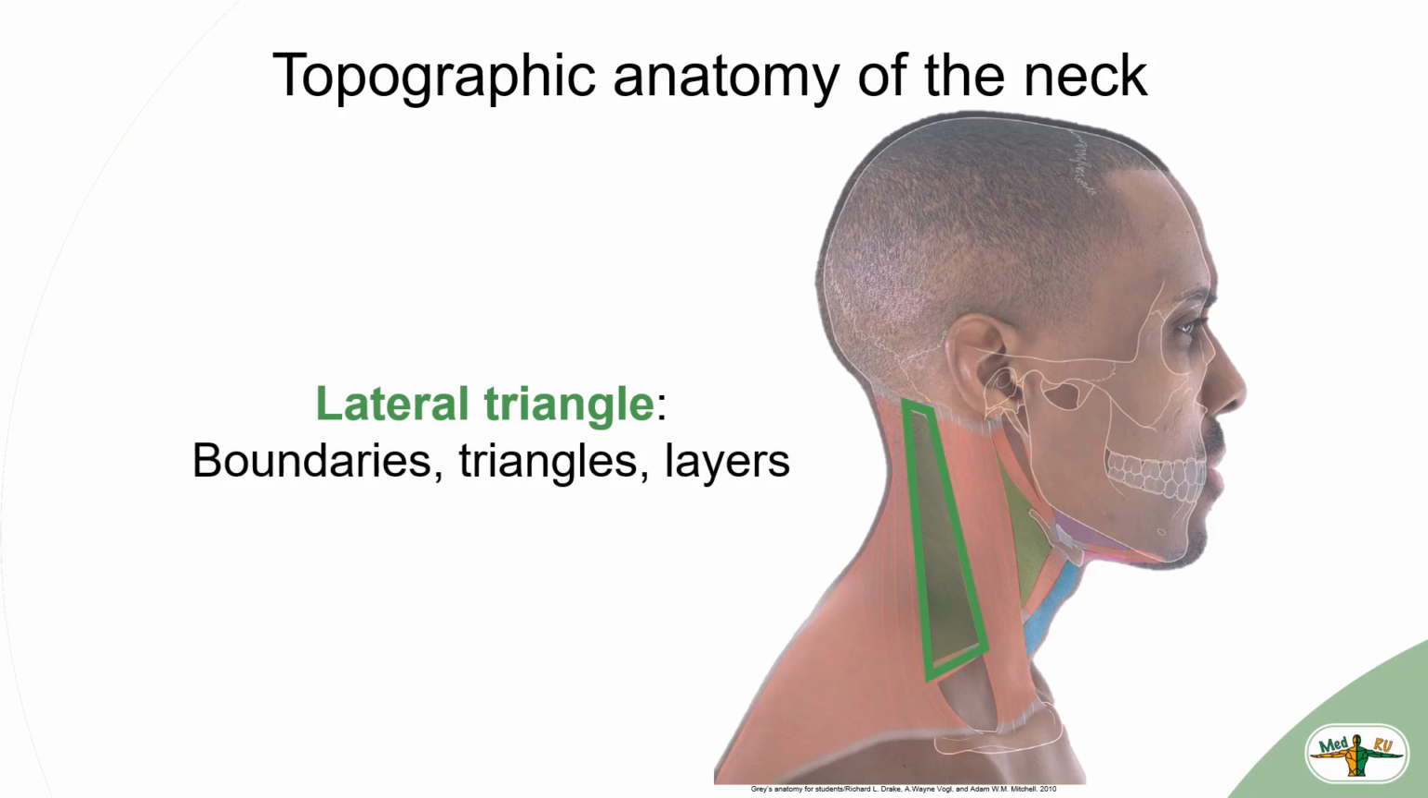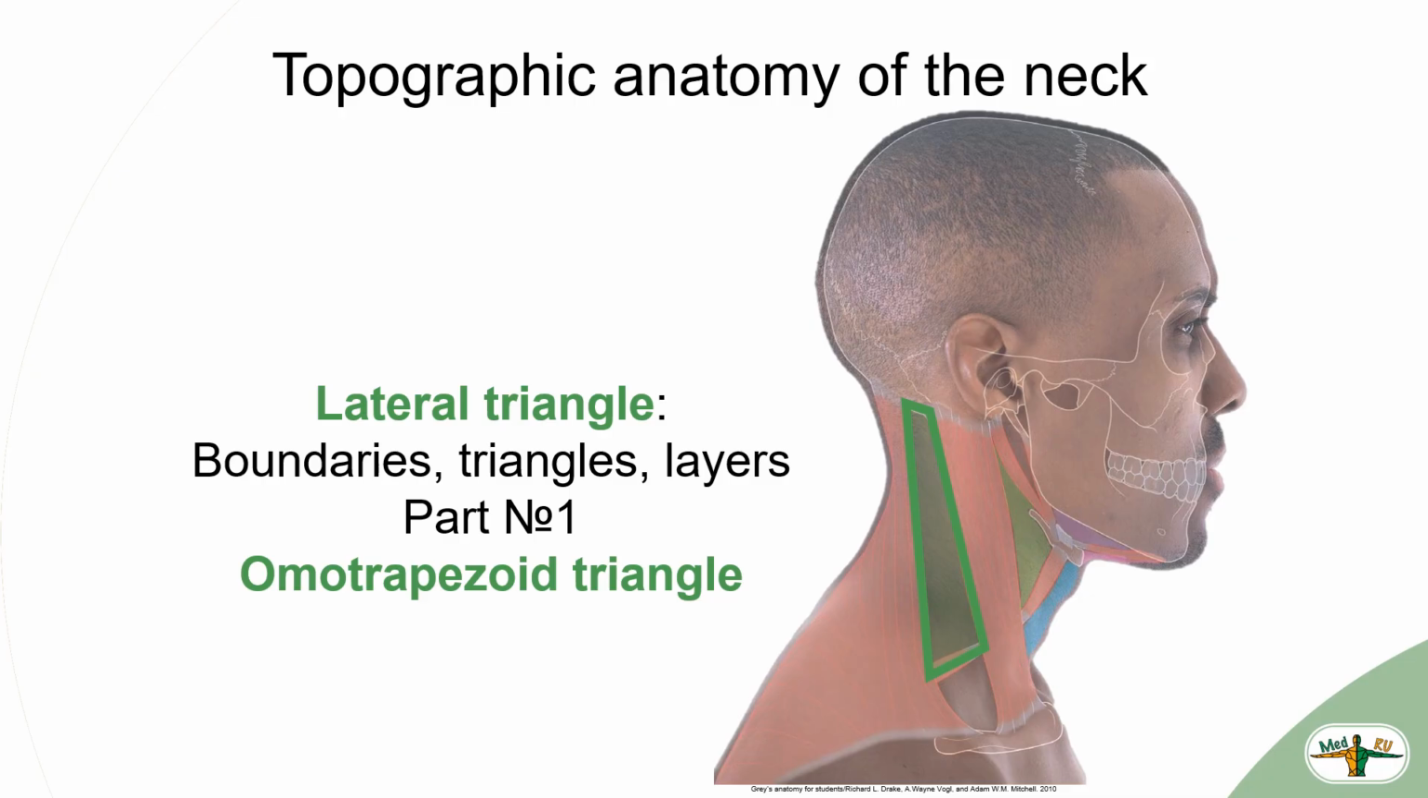Today you've explored part 1 of the lateral neck. In part 2, you'll learn about the omoclavicular triangle, its boundaries, layers, and contents.